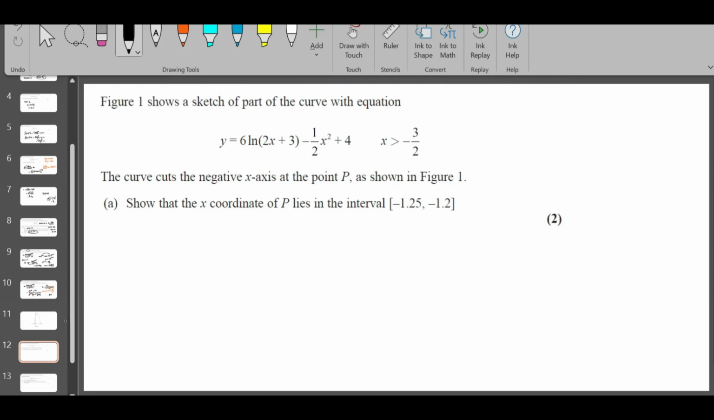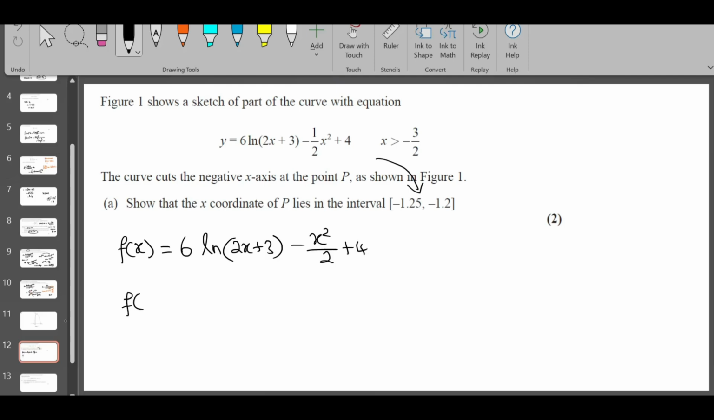That's basically, how do you get the x-intercept? You replace y by 0, right? So when you solve this, you are going to get the x-coordinate of the x-intercept of the function. That means you are basically finding the solution of this. So this is another way of asking you to prove that the solution lies between these 2 points. So take the function as f of x first: 6 ln(2x plus 3) minus x square over 2 plus 4.